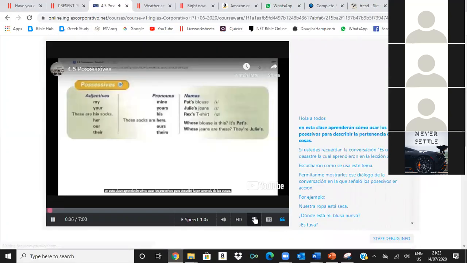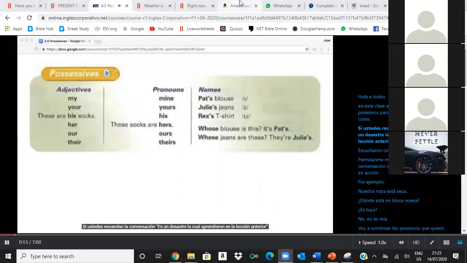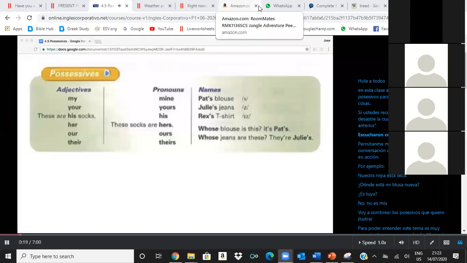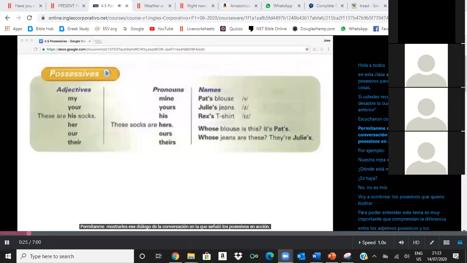In order to describe belonging of things. If you recall the conversation, "It's a disaster," which you learned in our previous lesson, you heard how this topic is used. Let me quickly show you that conversation dialogue and I'll point out the possessives in action.